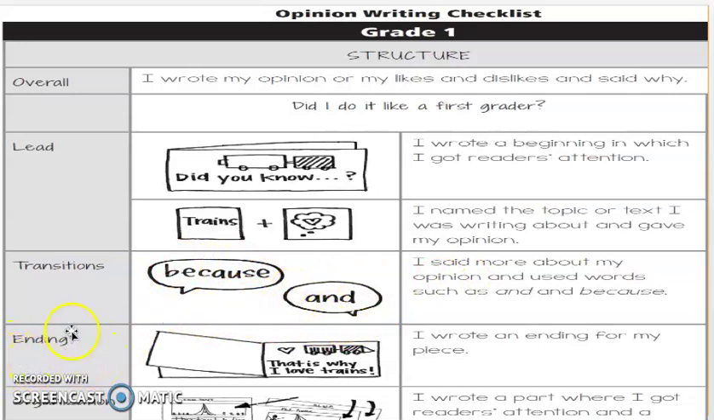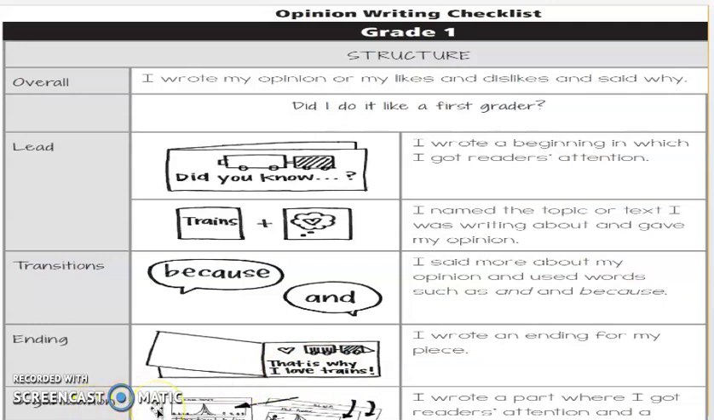You want to make sure you have an ending to your writing. You just don't want to say the end, bye. No, we're first graders now. We want to be the best writers. So you want to write an ending for your story. This is where maybe you can restate your opinion. Over here they said, this is why I love trains. You're going to say again, this is why you love the topic you wrote about.